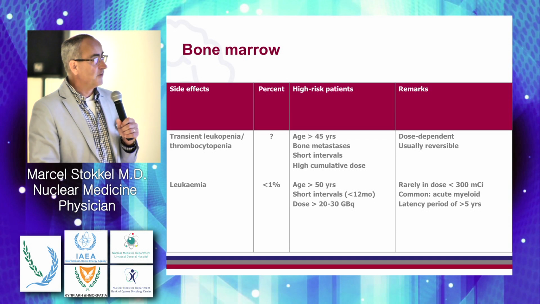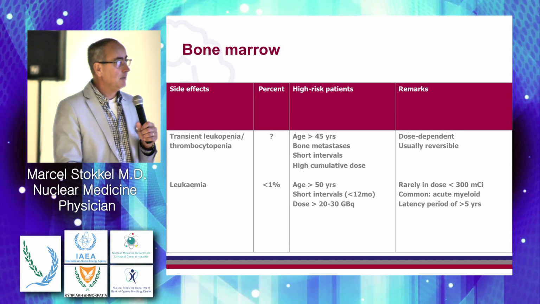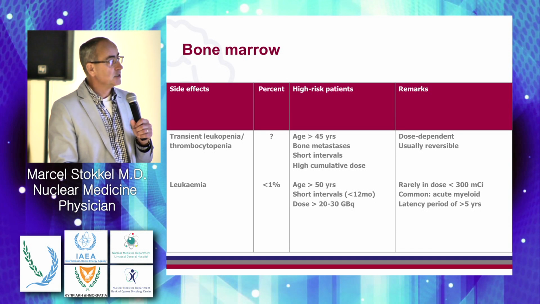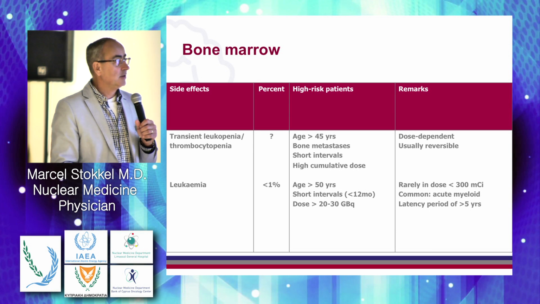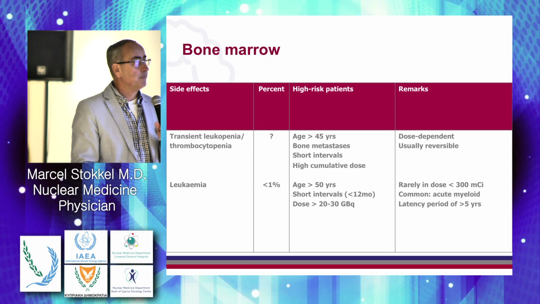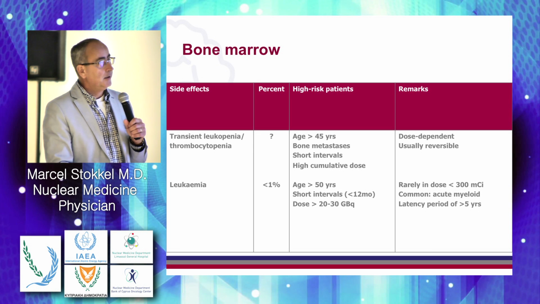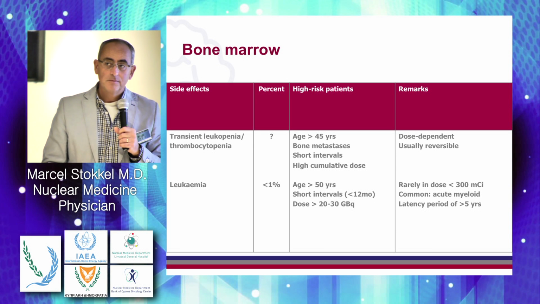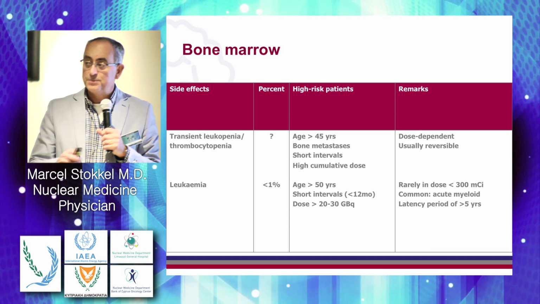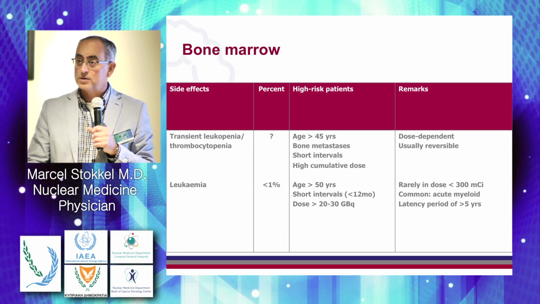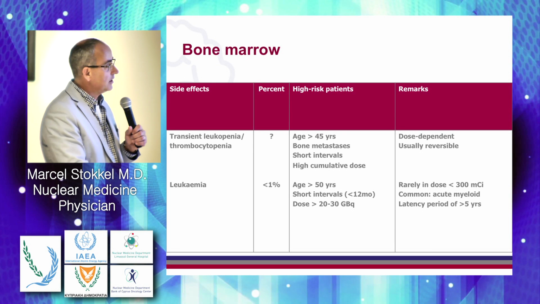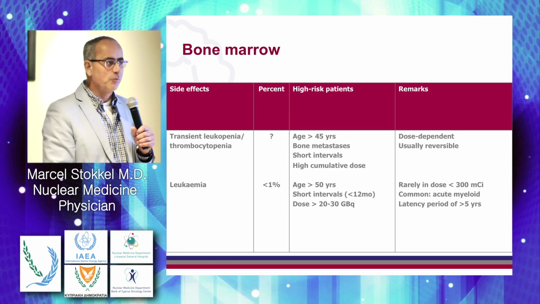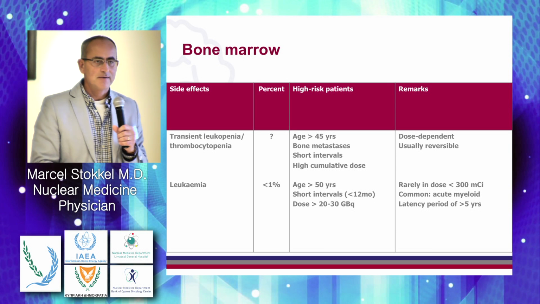Of course, there are some risk factors: elderly, when there are multiple bone metastases, when we use short intervals, and when the cumulative dose is high. So be very careful. It's usually reversible, but once you've noticed it, and especially when you're treating the patient more than once, you have to take this into account and implement it in clinical practice. Do a regular blood test.